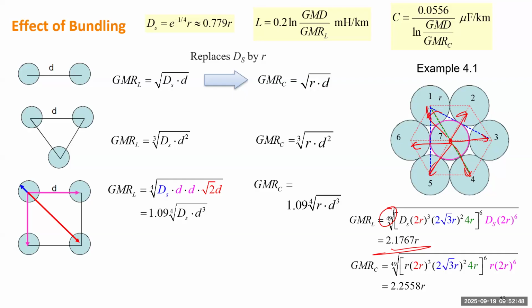If you calculate the GMRC, you take the same formula, you only need to replace ds by r. So that gives you this one. This one is slightly bigger than GMRL.